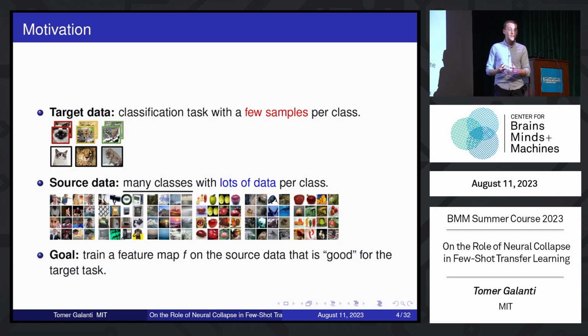And what we want to do is to come up with a representation of data, some feature map that represents samples that would generalize well to new tasks. We want to pre-train a model that will be able to be effective for the tasks that we actually care about.